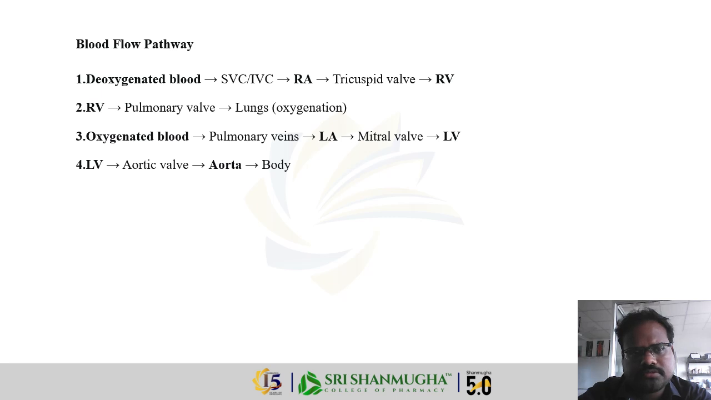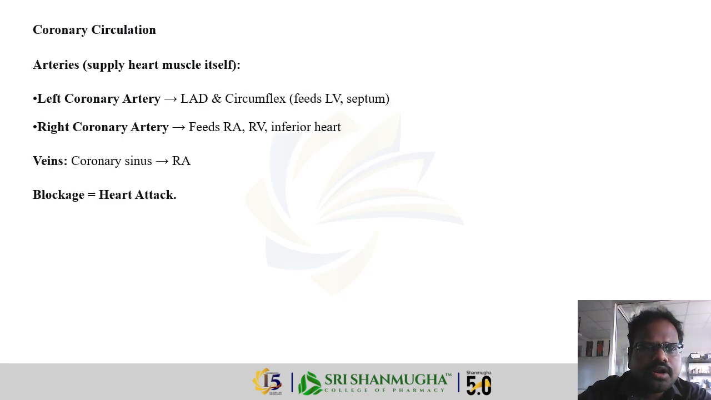This is the circulation. And there is also the coronary circulation. This is the circulation where the arteries supply the heart muscle itself. Okay, so this is the coronary circulation. Generally, the heart itself needs some of the blood to function, so the coronary circulation supplies blood to the heart.